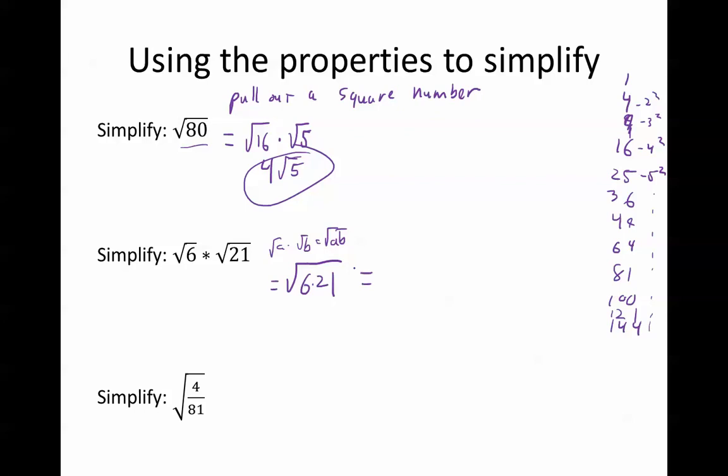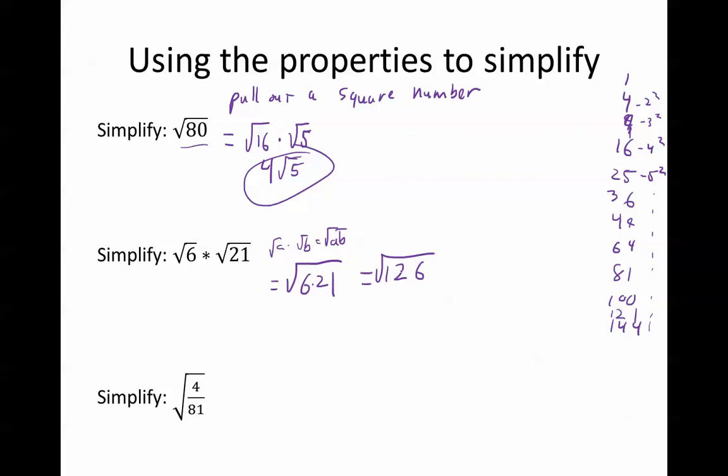6 times 20 is 120. So 6 times 21 is 126. Another 6 there. 126. No, that's wrong, it's 106. What am I thinking? What am I doing to myself? No, we're correct. We're right. Everybody calm down. We're good. 6 times 20 is 120 plus another 6, 126. Whew.